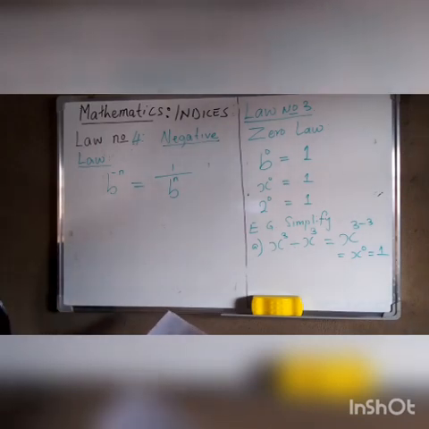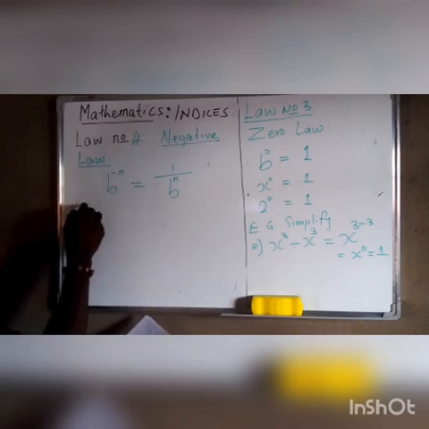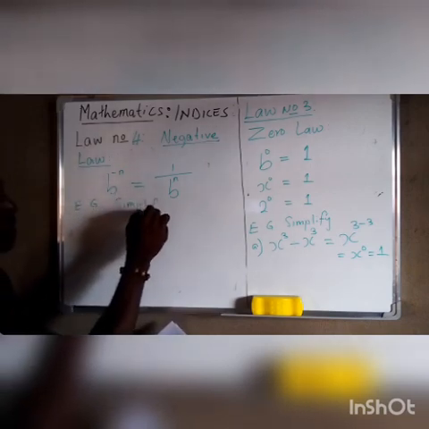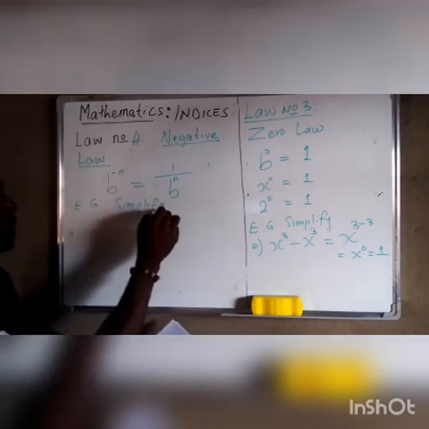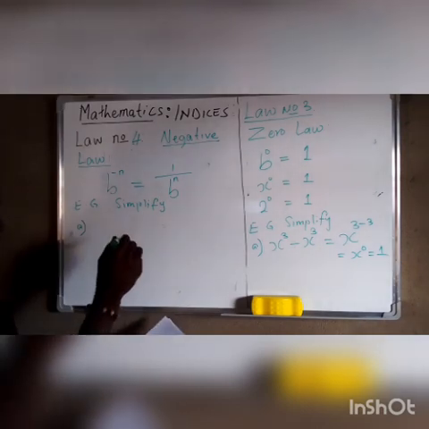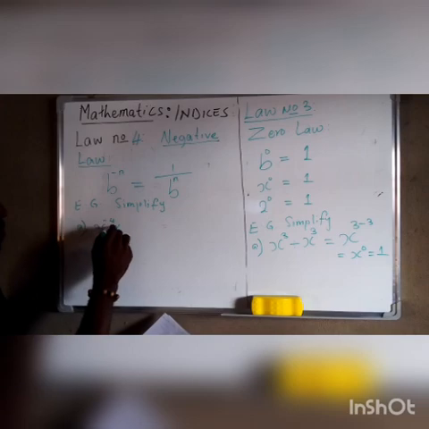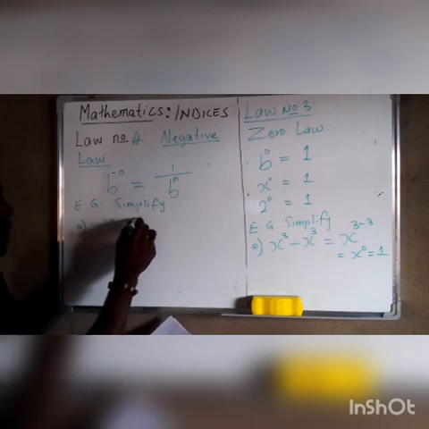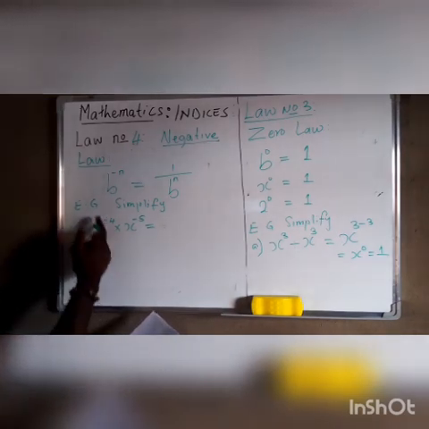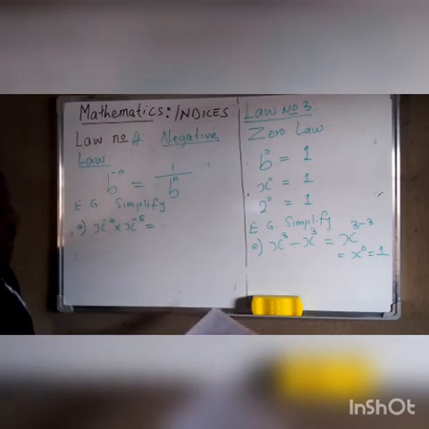Example: simplify the following. A, we have x raised to minus 4 multiplied by x raised to minus 5. First and foremost, we have the multiplication law, and at the same time we have the negative law. So you can decide which one to go first. Let's go by the multiplication law first.